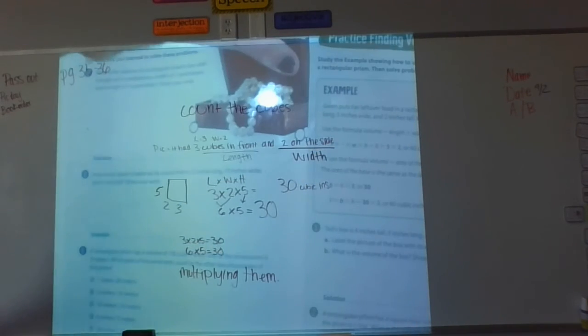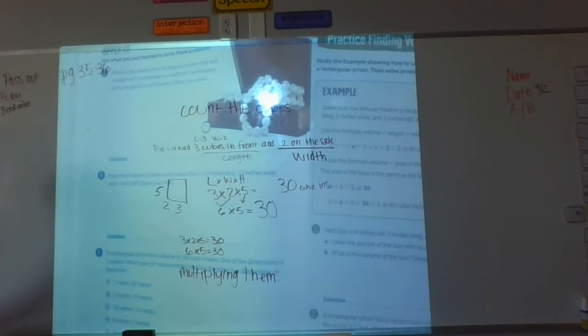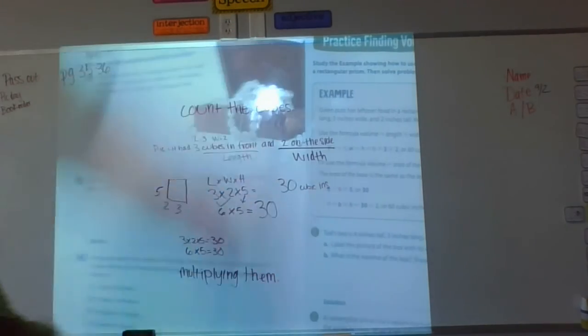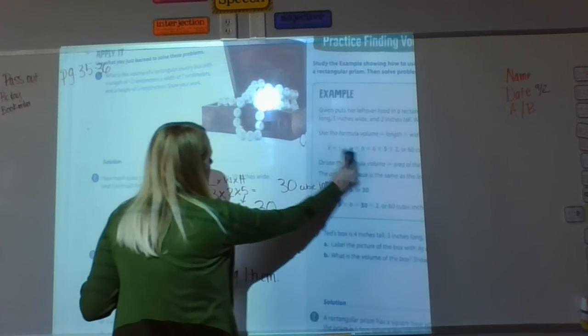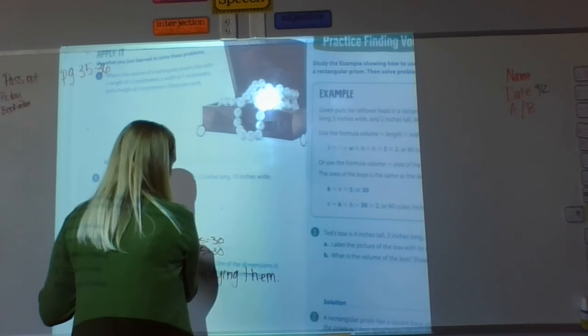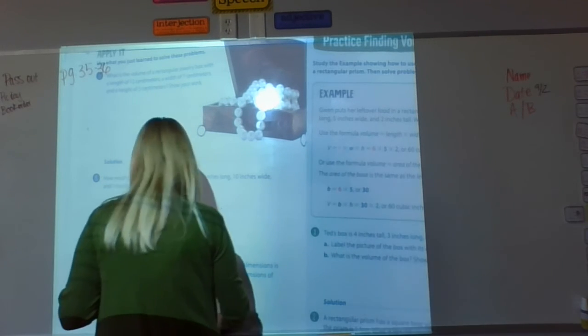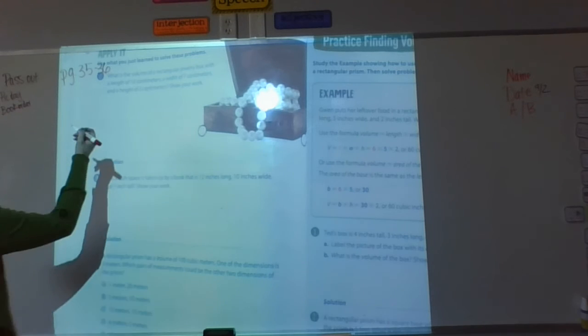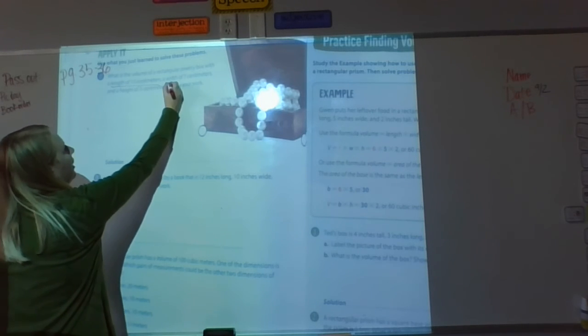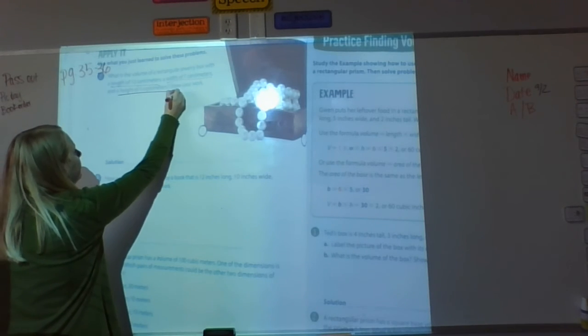Okay, this is our last page we're going to do together. It is page 40. If you didn't get this, just pause it and rewind it, and then you guys can record it or write it down. Number 7. What is the volume of a rectangular jewelry box with a length of 12, a width of 7, and a height of 5?